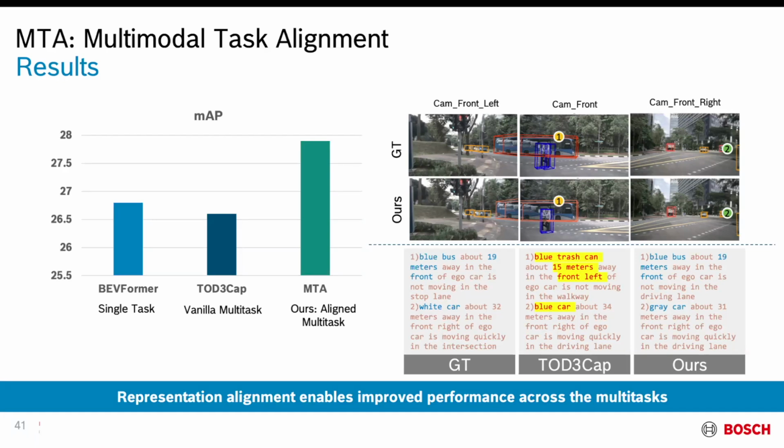And there are, of course, some cases where, for example, they may say blue car, we have a gray car, but we are correctly identifying the class. And in terms of the displacement, we are much closer to the ground truth. So this shows that we can actually achieve the best of both worlds by bringing in and enforcing this alignment mechanism.